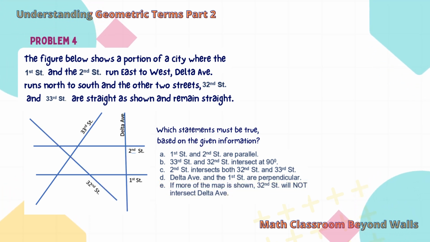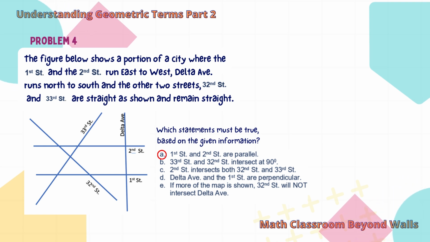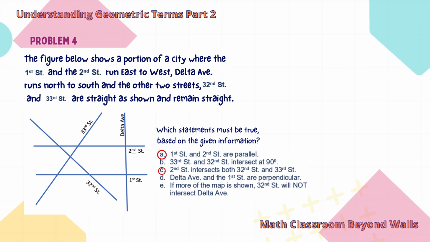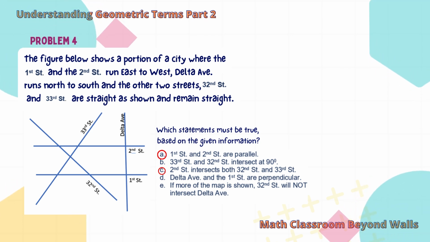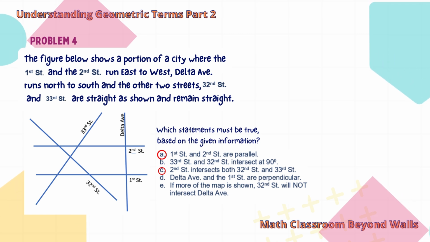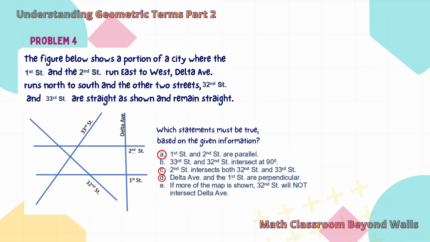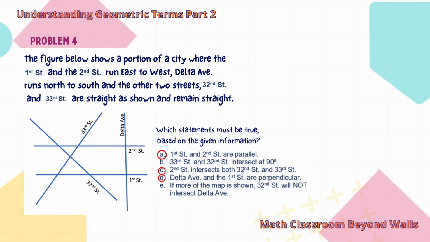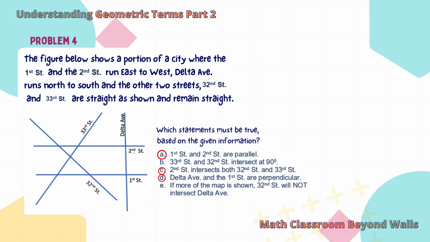So the answers to the problem are A. 1st Street and 2nd Street are parallel. C. 2nd Street intersects both 32nd Street and 33rd Street. And D. Delta Avenue and the 1st Street are perpendicular. There you are, learners. We're done answering the problem. That was easy, right?